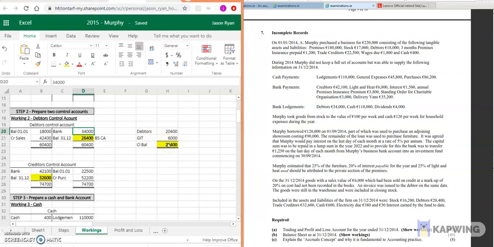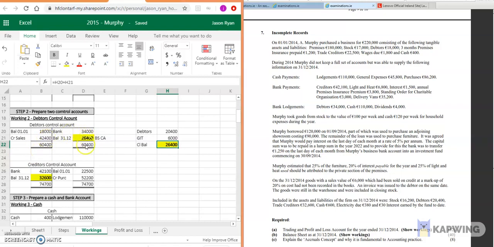So we're going to have to increase our debtors. So at the end of that period, we're going to have a closing balance of 26,400. So that closing balance at the end, 26,400, goes on the credit side. It'll be brought down to the debit side for the next month. So we'll start the next month with debtors of 26,400.